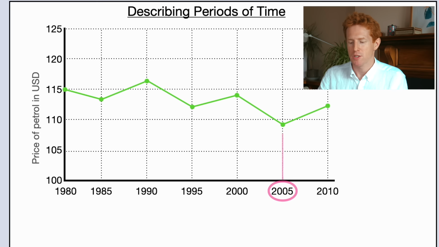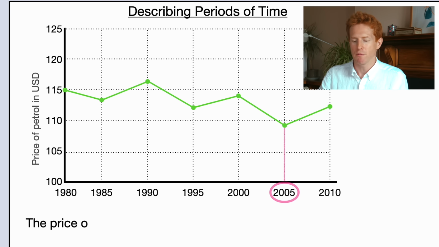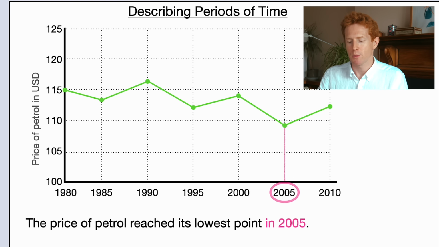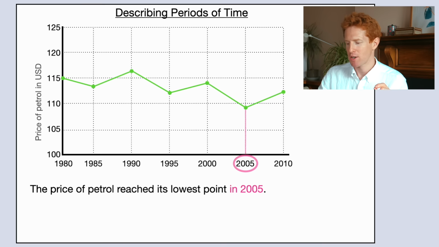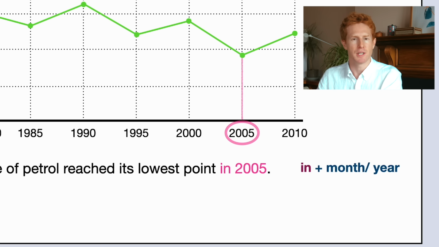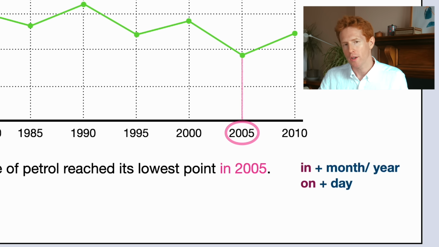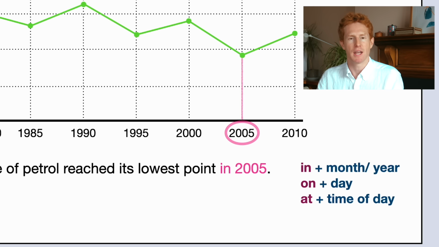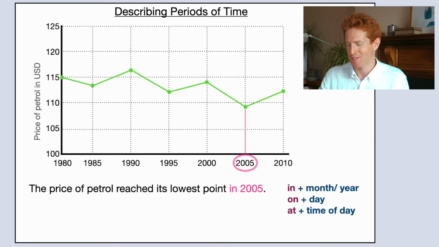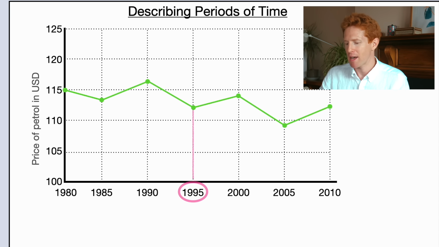What about when we have specific years? The price of petrol reached its lowest point in 2005. Now it's important to get prepositions correct. Notice we say in and then a month and a year. So in January 2005. We use on when we're talking about a day. So on Monday, on Wednesday. And we use at when we're talking about a time of day. So at 6 o'clock, at 3 o'clock. Get your prepositions correct.